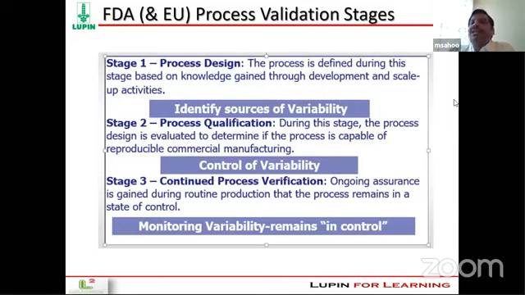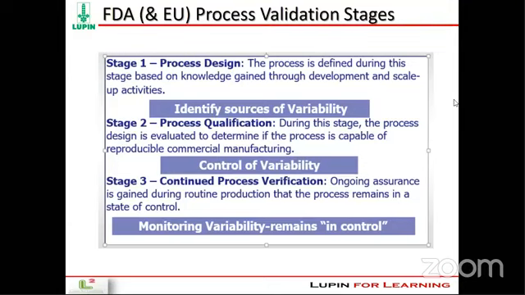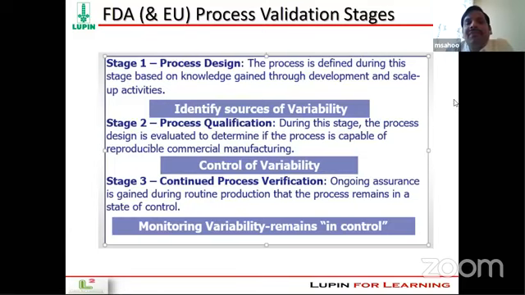Like in the case of a compression machine, the RPM of the compression machine and the compaction force of the compression machine, or in the case of an FBD, that is a fluid bed dryer, the inlet temperature, the exhaust temperature, what the LOD of that batch was. Those are the different variables which need to be controlled within a particular range. This is established during the process validation.